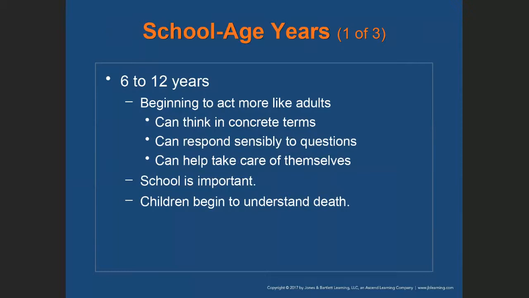Now, school age years, this is 6 to 12 years. They begin to act more like adults at this stage. They can think in concrete terms. They can respond sensibly to questions. They can help take care of themselves. School is important. Children begin to understand death.